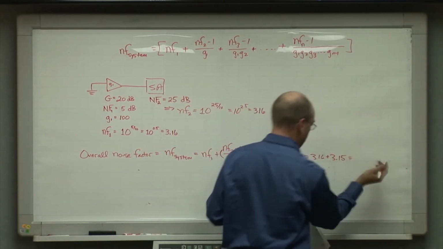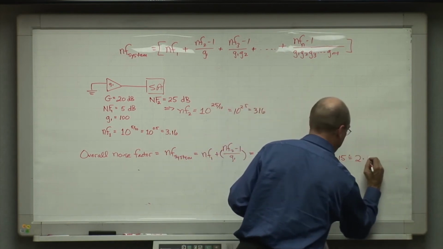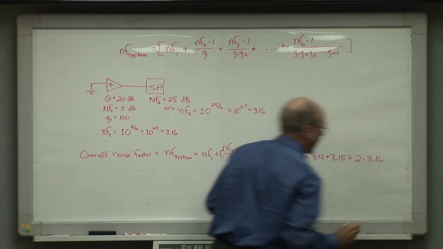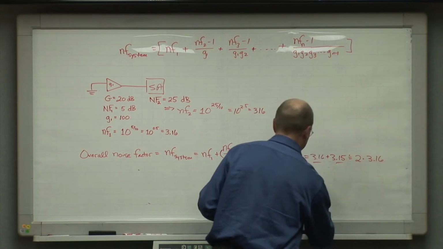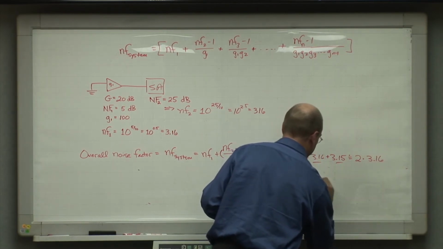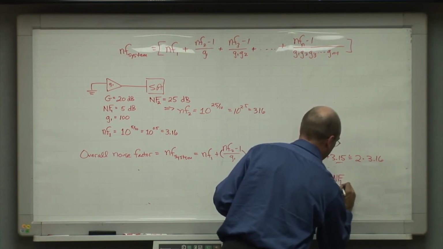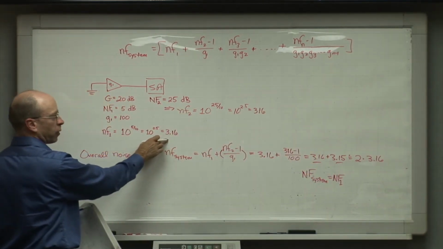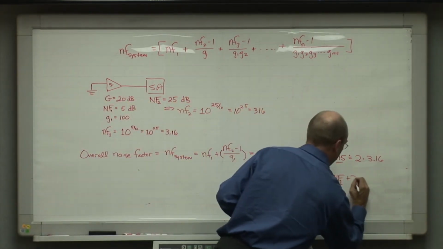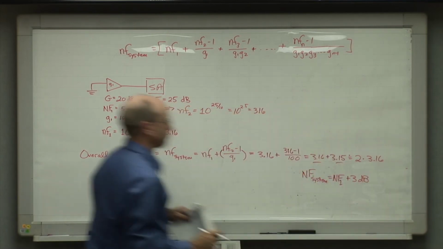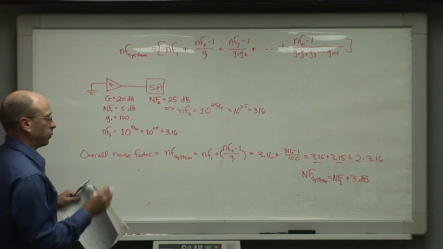And that's basically equal to what? It's equal to 2 times the original noise factor, which is 3.16. We're just adding these two numbers up twice. That means that the noise figure for this system will be equal to noise figure number 1 over here, which corresponds to the 3.16 number, plus 3 dB. Okay.